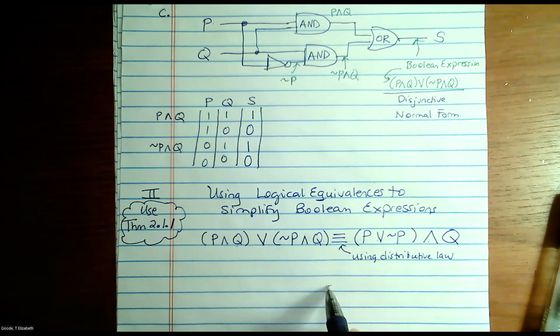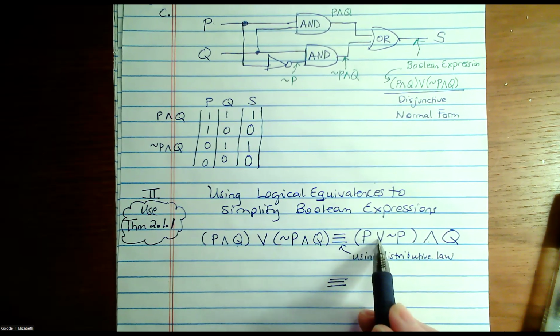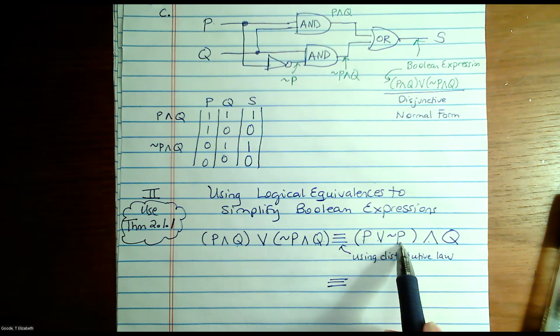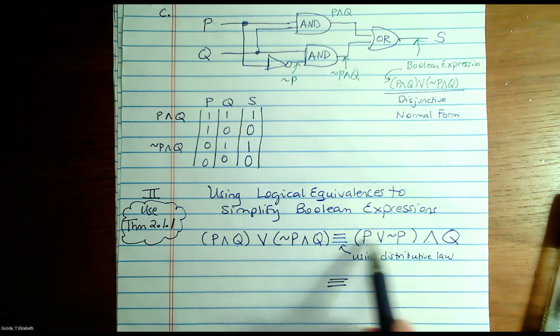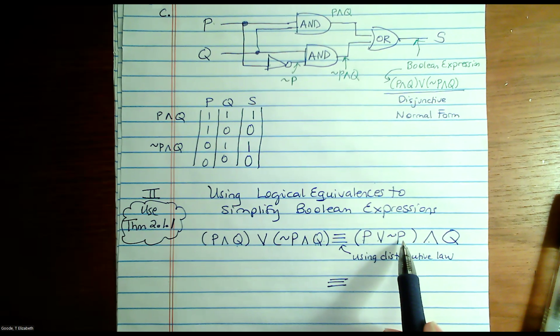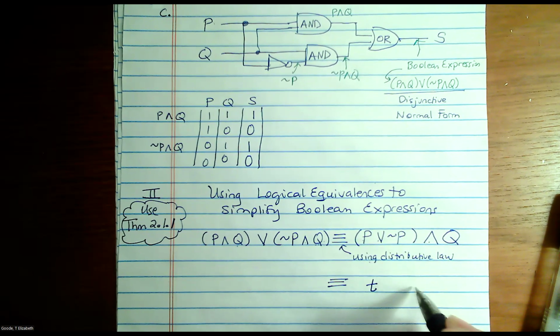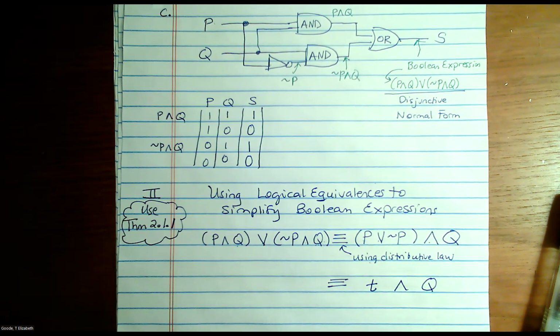And then we can realize that P ORed with not P, well, just think about it. P or not P. Isn't one of these always true? Yes, because they have opposite truth values. So that's a tautology ANDed with Q. And the name of that rule, let me just double check, because the name of P ORed with not P, I think it's called an identity law.